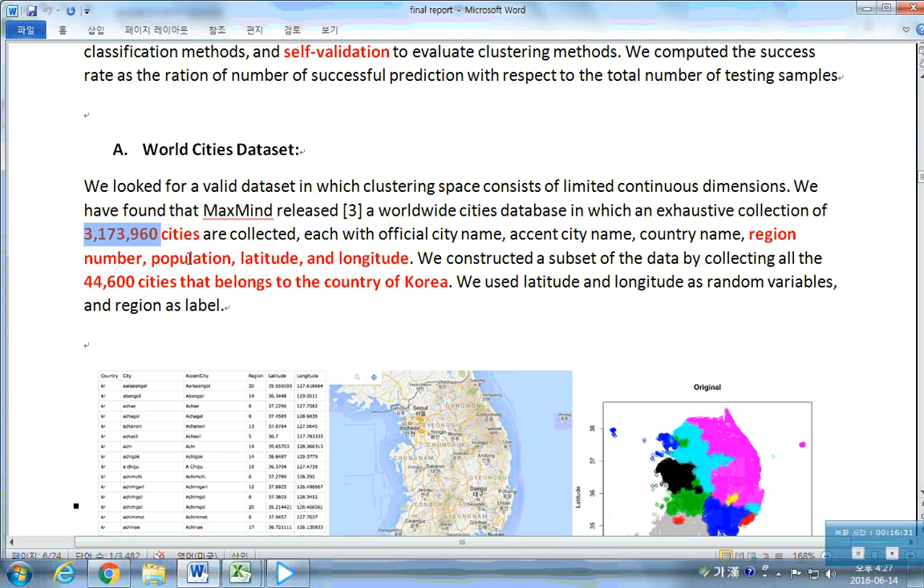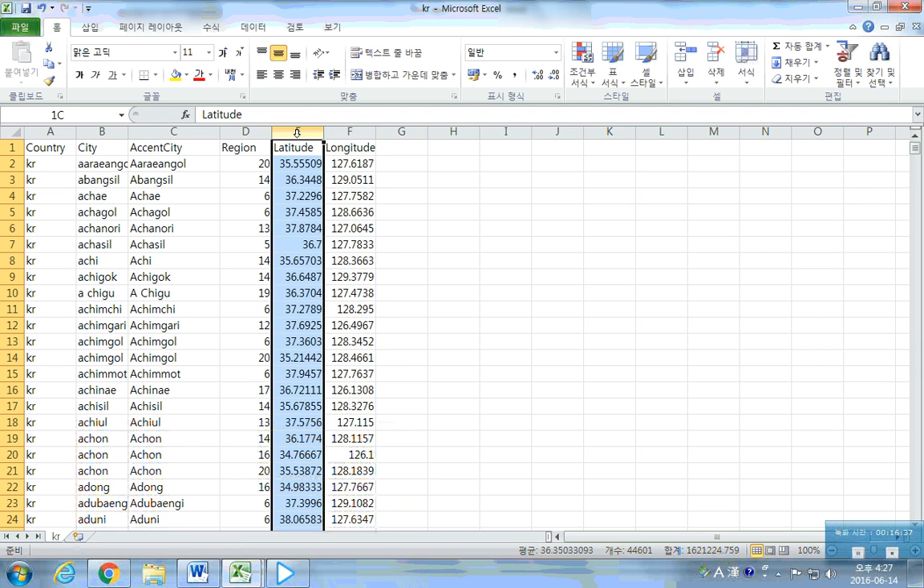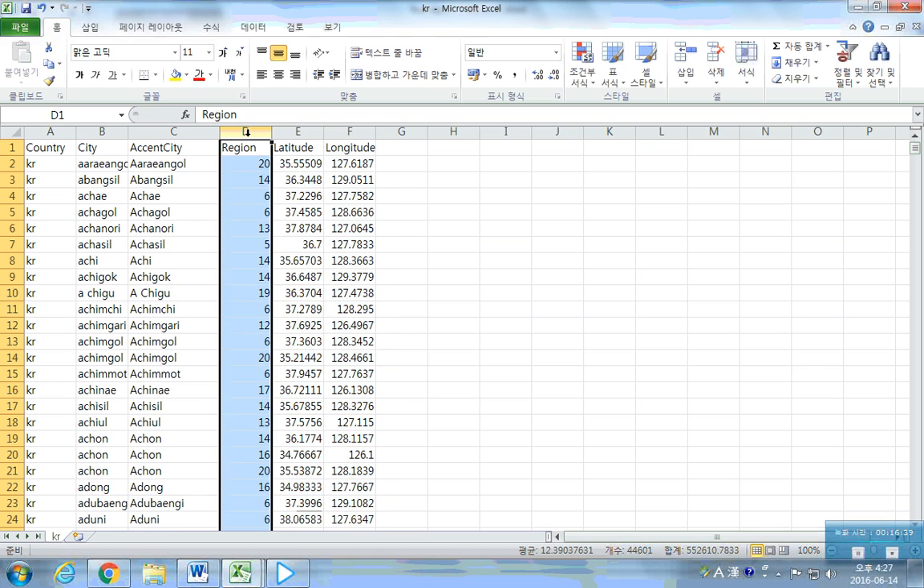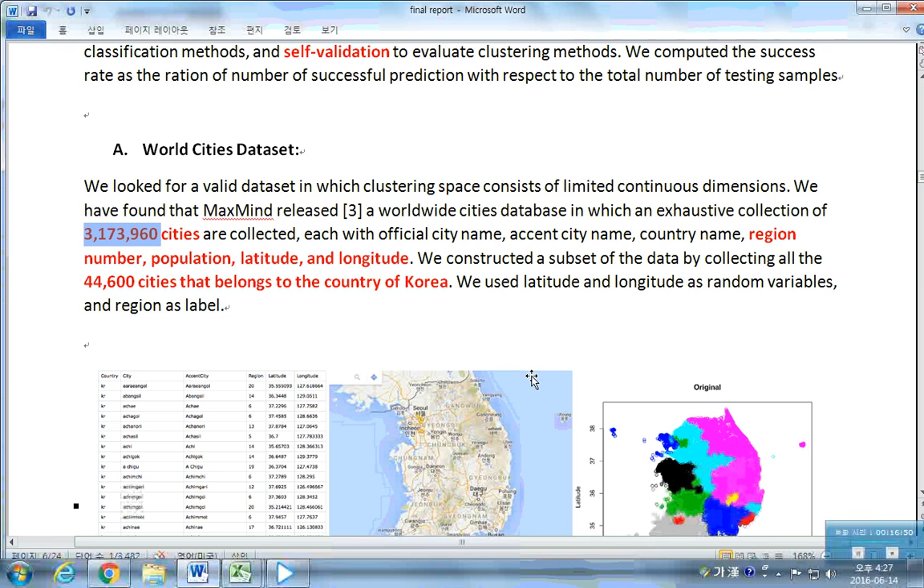We use this data set for testing. In particular, we use the latitude and longitude as a random variable and the region as the label. And we hide the region first. So we assume we don't know the region, and we start with only latitude and longitude and try to do clustering based on only these two.